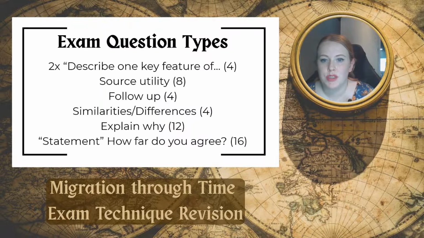Just want to make a quick note first because there are a lot of different question types on this particular exam. On this exam you would get two "describe one key feature of" questions, a source utility question, a follow-up question, one question that asks about either similarities or differences between two groups in two different time periods, one question that asks you to explain why something happened, and one that is the statement, "how far do you agree" sort of question. Now the explain why and the "how far do you agree" questions all come up on other papers as well.